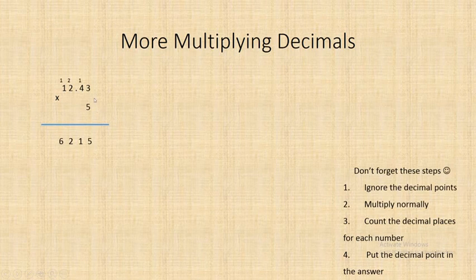After that, I'm counting the decimal places. So it's 1, 2. So I will put them in the answer: 1, 2, and put the point here. Okay, another example. 46.87 times 7. So I will ignore the decimal point and multiply normally. And after that, I will put the decimal point in the answer.